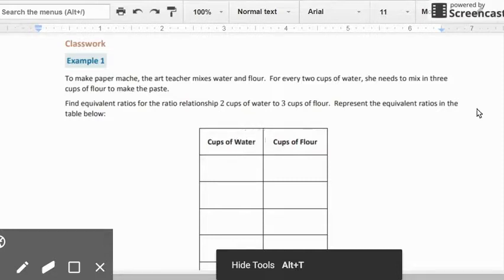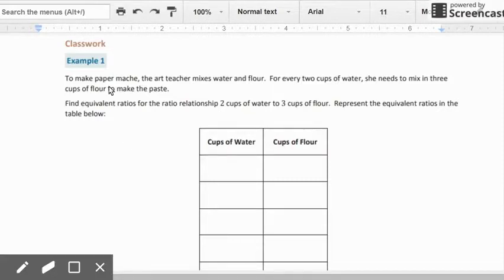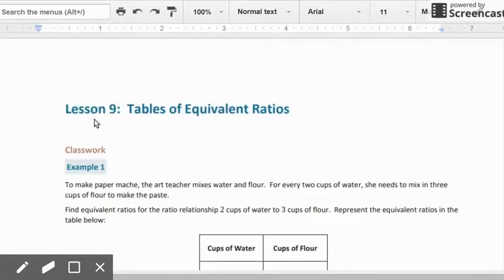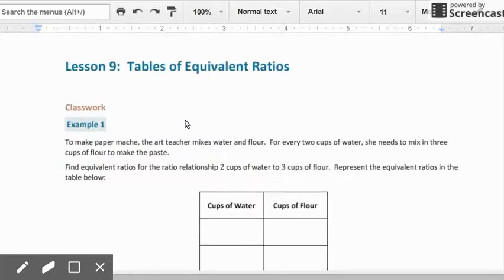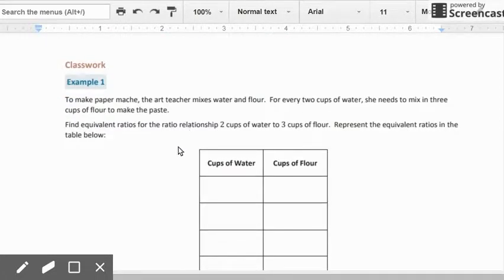All right, hello students. Today we're going to move on with the next lesson. We're going to go ahead and talk about lesson 9, tables of equivalent fractions. So we discussed equivalent fractions. Now we're going to create a table using equivalent fractions. All right, so let's go over example 1.